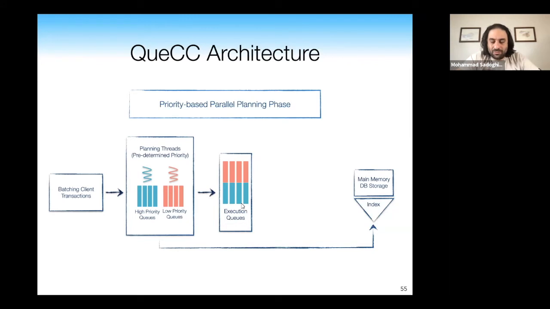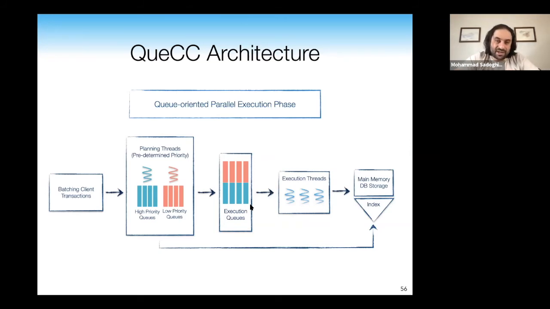Again, we're going to go into more depth of what that looks like. So the execution threads come into play. They simply grab each of these queues, each a bunch of operations, and start executing those operations. So planning followed by execution. And again, we're going to go into more depth as to what this actually looks like. But I'll pause here if you have any questions.